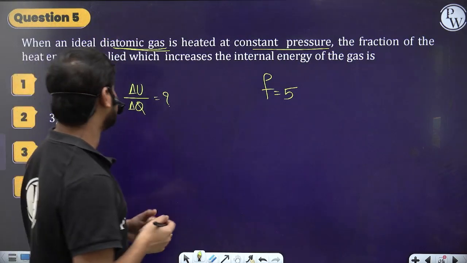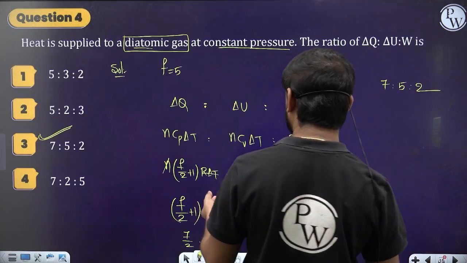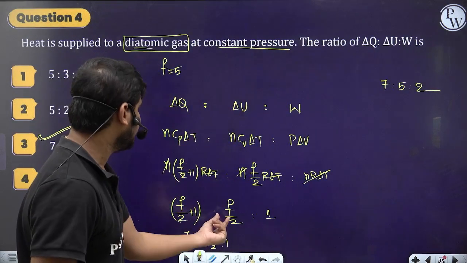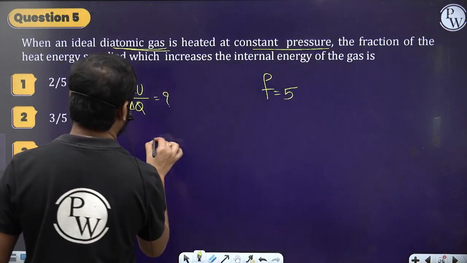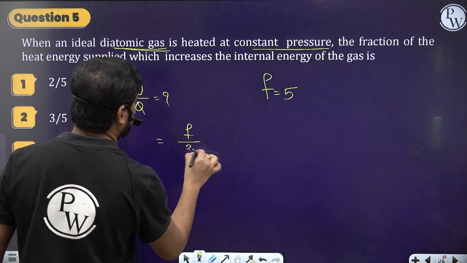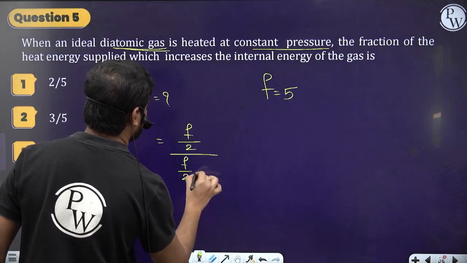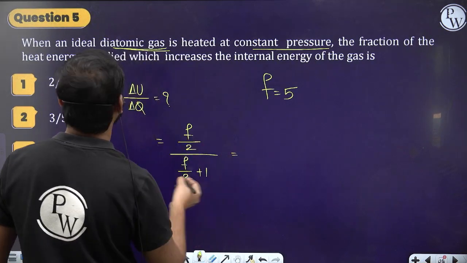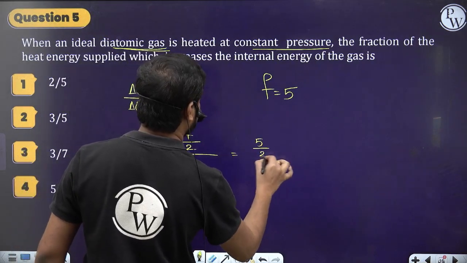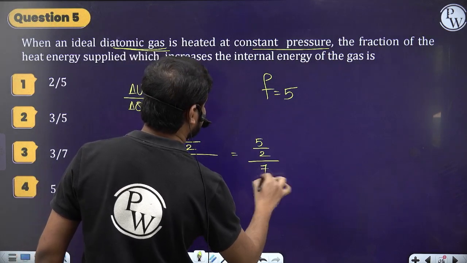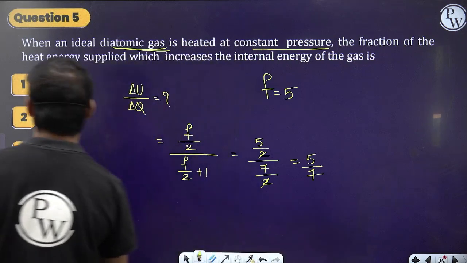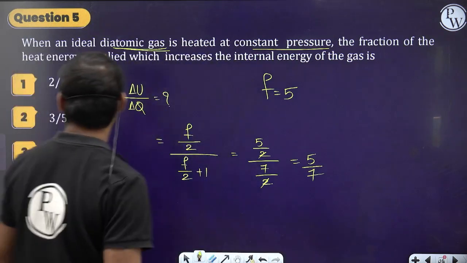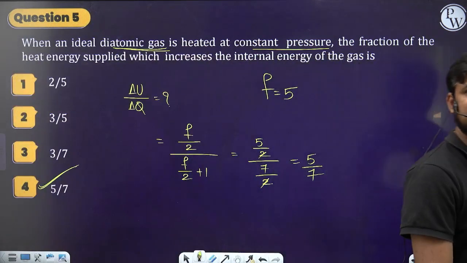For the diatomic gas, just now we know the relation. ΔU by ΔQ, I'll directly go for the formula: (f/2) by (f/2 + 1). Substitute the value now. f is 5, so 5/2 by 5/2 + 1, which is 7/2. The 2 cancels. I'll directly write the answer as 5 by 7. Option 4. Done, guys? Clear?